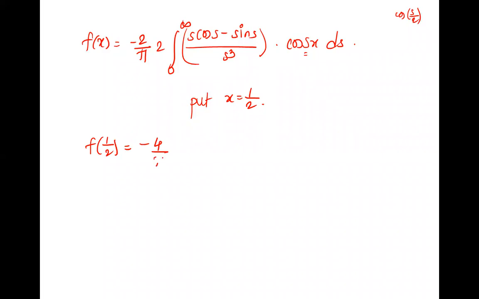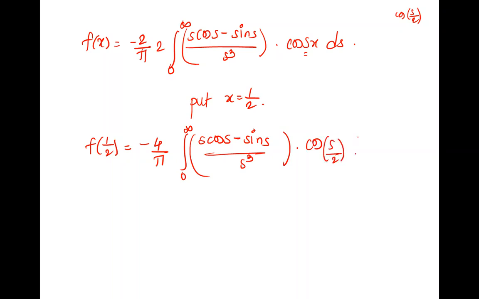Minus 4 by pi, integration 0 to infinity, (s cos s minus sin s) upon s cube into cos of x equal to half, so it is s by 2, ds.